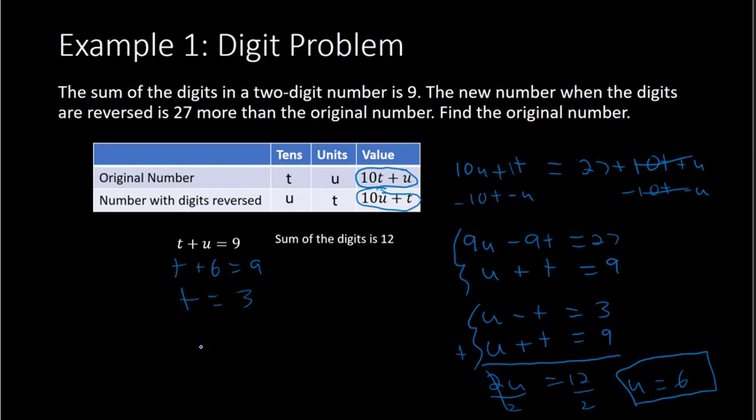So the tens place is 3, the units place is 6. So the original number would have been 36. When you swap the digits, it would have been 63. And notice that 63 is 27 more than the original number. So we have the correct solution. Our answer for the original number would be 36.